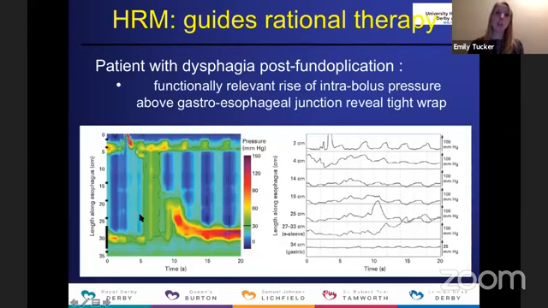And what this showed is that you also had a significant rise in intrabolus pressure above your gastroesophageal junction, which showed that the wrap essentially is too tight and is causing those symptoms. So in this scenario, you know that doing the dilatation of this wrap would be helpful to help with symptoms. And indeed, that's what happened to this individual, and their symptoms improved after that.